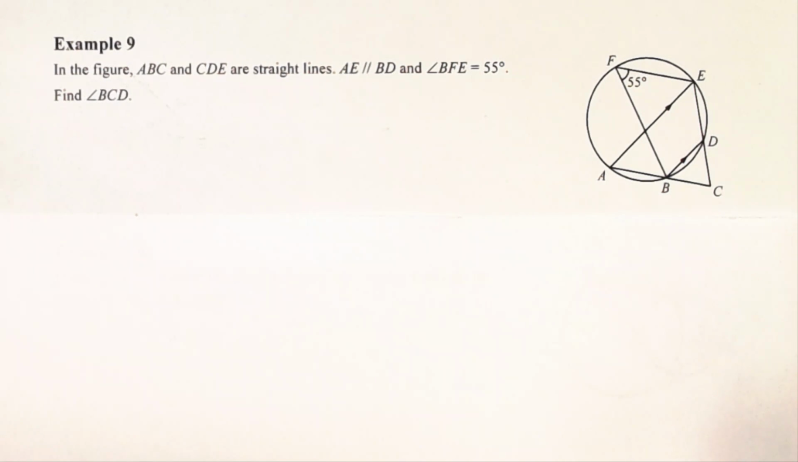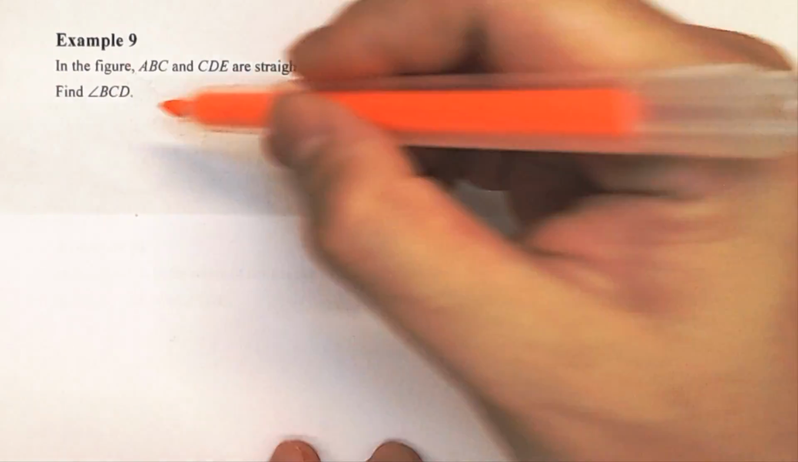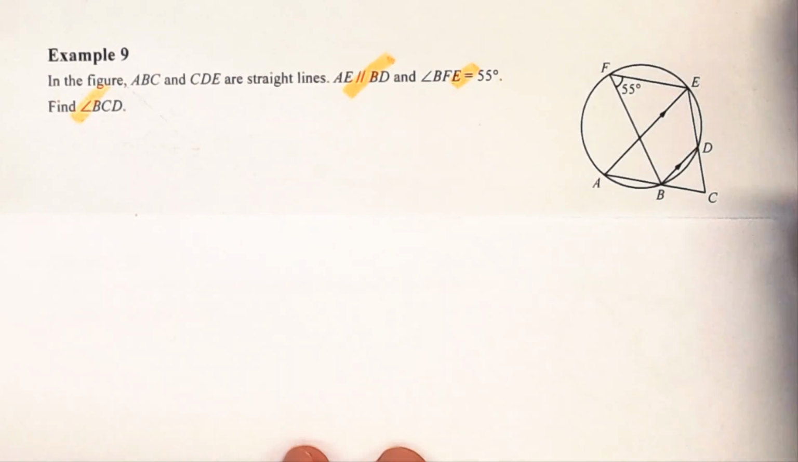Hello everyone. In this video, I'm going to continue to do some examples related to angle properties of a circle for you. Example 9. Let's look at the question first. You are given a pair of parallel lines and some angles, and you need to find angle C dot.